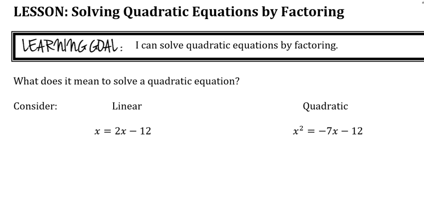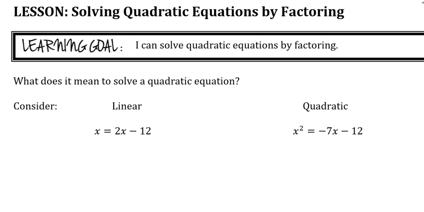So the first thing that I want to talk about is what does it mean to solve an equation in general, and get a bit of a sense of why quadratic equations are a bit trickier. So what does it mean to solve any equation? If you look at that first one, the linear equation, x equals 2x minus 12, what would it mean to solve that? It means find the value of x that balances the equation, where the left side would equal the right side. So let's say I just guess 10.